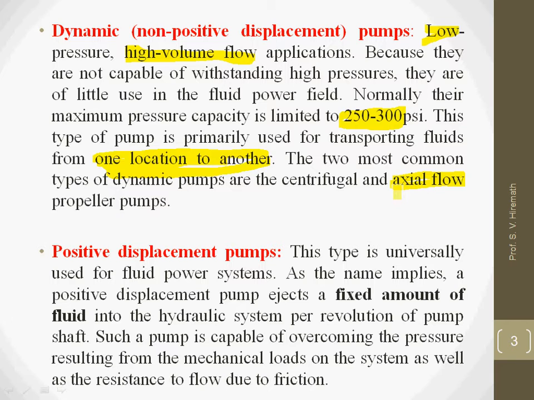But positive displacement pumps are used in every field of our fluid power systems. As the name itself indicates, positive, the pump is going to eject a fixed amount of fluid per revolution of the pump shaft. For one rotation, it is going to eject a fixed amount of hydraulic fluid. That is the beauty of this positive displacement pump.